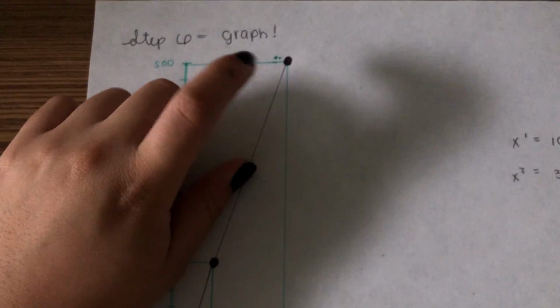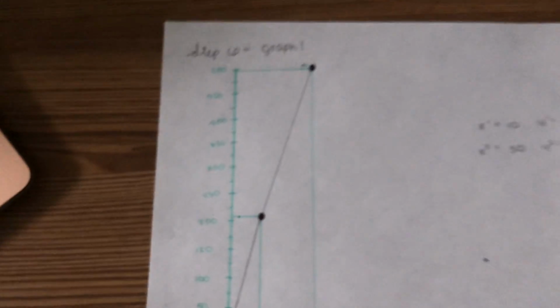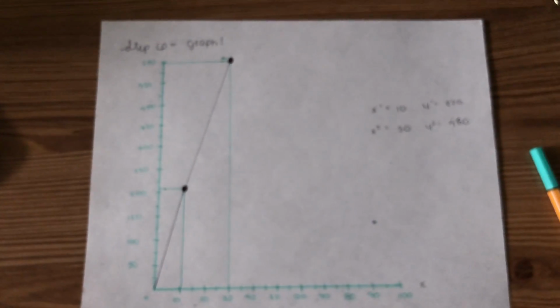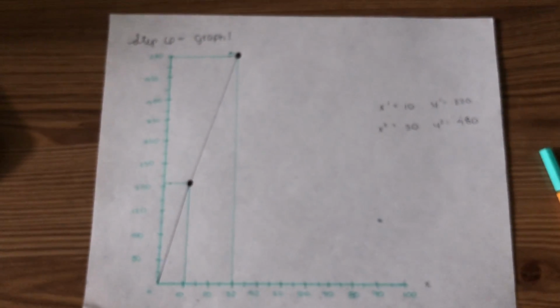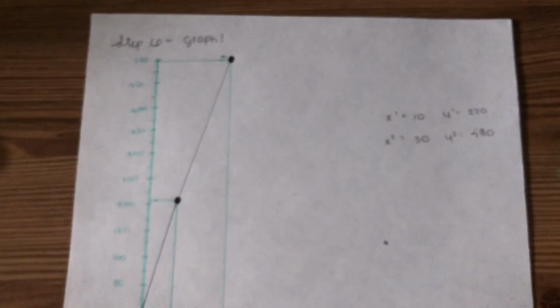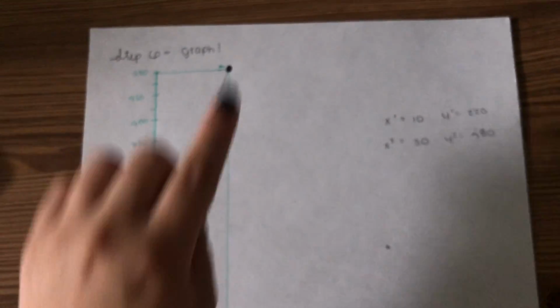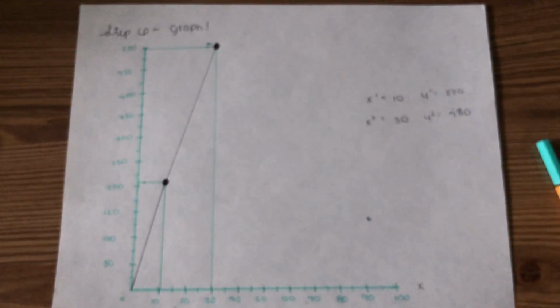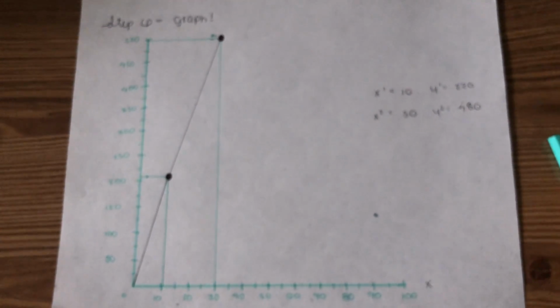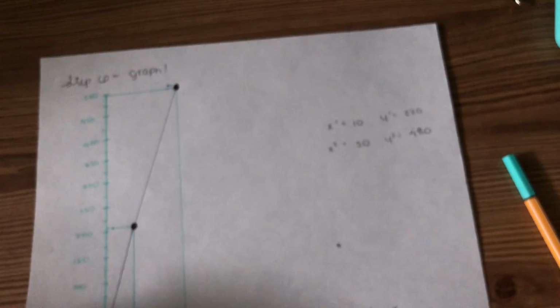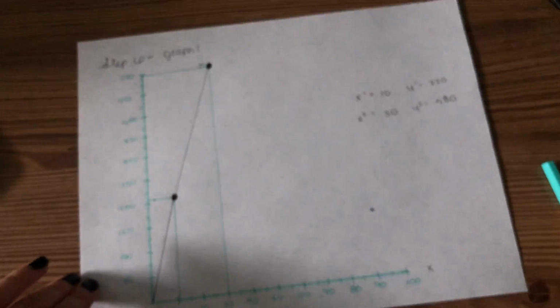So here's 480. We plot it, we mark it, and we did the linear equation, and it is a straight line. A line that is linear is straight, and it doesn't have any curve.